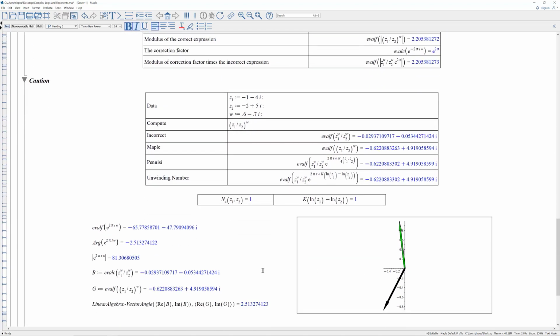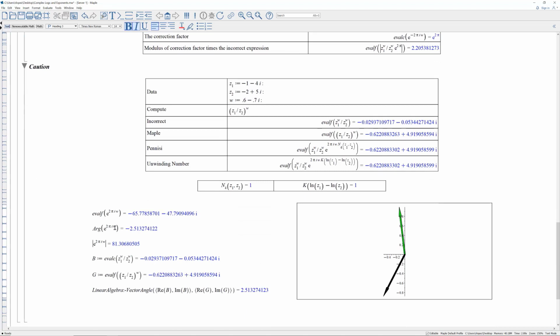So let's take a deeper look at those numbers. This is the correction factor, 2 pi i w, because K is 1, so it's e to the 2 pi i w. Notice it does not collapse to something like e to the 2 pi. The argument of the correction factor, there it is. The magnitude, there it is, big number. So I drew two vectors. Black vector is the incorrect version. So you just distribute the w to the factors in the quotient.